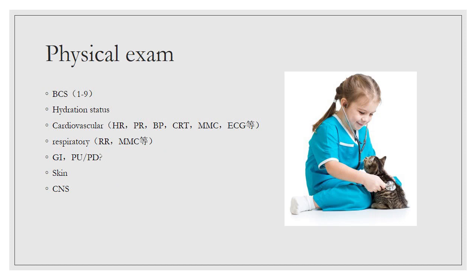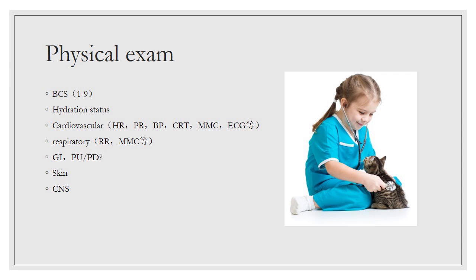So now we talk about physical examination. What we see in the physical examination is what we can see directly on our patient. First, we can get a general idea of the body condition score of the patient, 1 to 9, so give them a score. And for hydration status, we can simply check the mucous membrane color, the CRT, the skin tension, whether there are sunken eyes or not, and the moisture of the mucous membrane. All these parameters can indicate the hydration status of the patient.